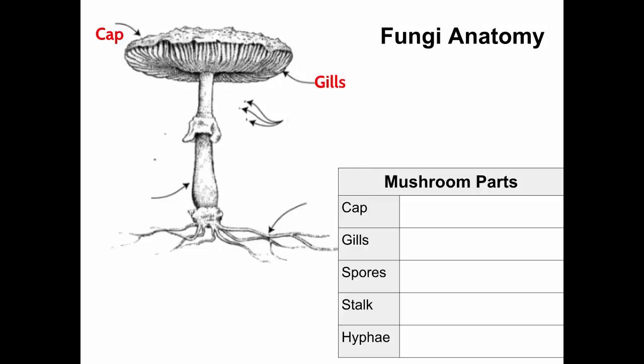The underside of the mushroom cap has gills. And the gills are where the spores are produced. Sometimes people are hunting for mushrooms that are edible and try to identify them. And one of the ways you identify a mushroom is through its gill prints.